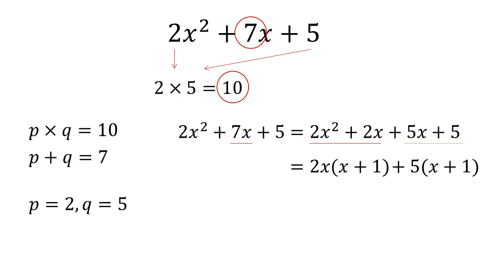Now if we've done this correctly, our two brackets should be exactly the same. So both of ours are x plus 1, which means we can factorise again. We can take that x plus 1 out, and the 2x and the 5 that are multiplying them at the moment will then become their own bracket, so we end up with 2x plus 5 times x plus 1. Now it wouldn't have mattered which way round we put the 2x and the 5x. We could have said 5x plus 2x. We will still get the same answer at the end.